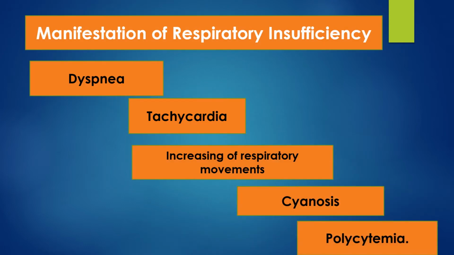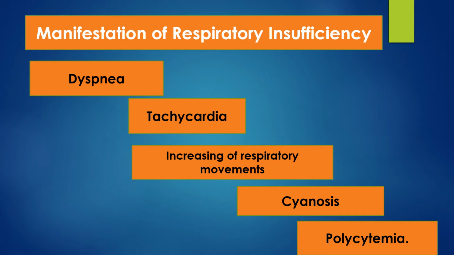The main signs of respiratory failure are dyspnea, tachycardia, cyanosis, increasing of respiratory movements, polycythemia, and etc. Dyspnea develops by the following ways. The first, due to acidosis that develops as a result of hypoxia. An increase in the content of hydrogen ions has an irritating effect on vascular chemoreceptors and the respiratory center. Second, due to hypercapnia, carbon dioxide increases the excitability of the respiratory center.